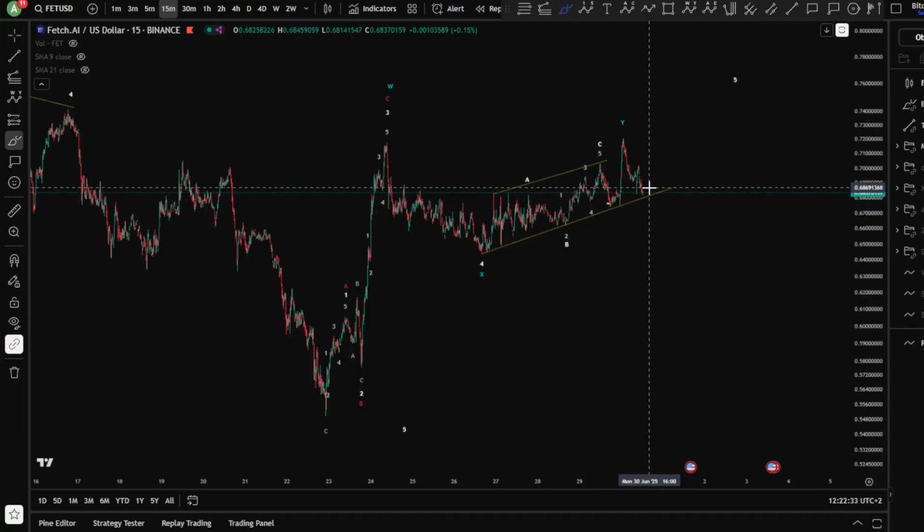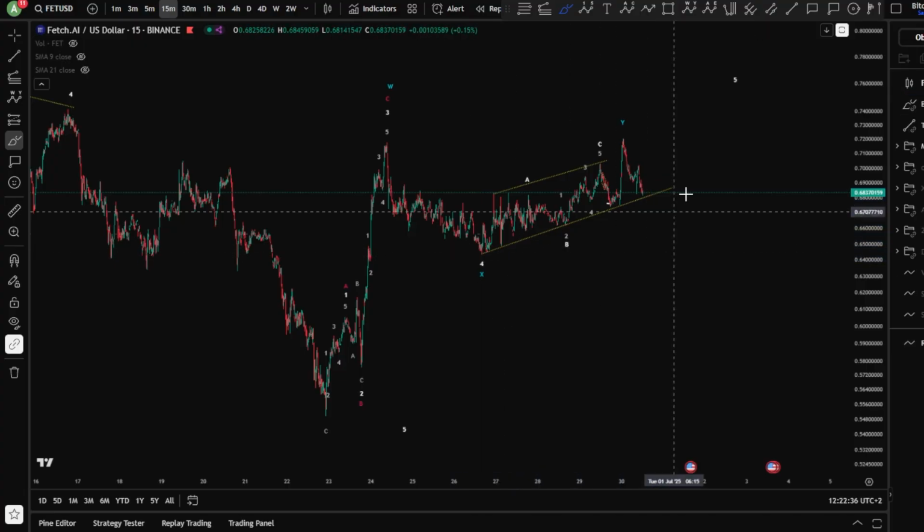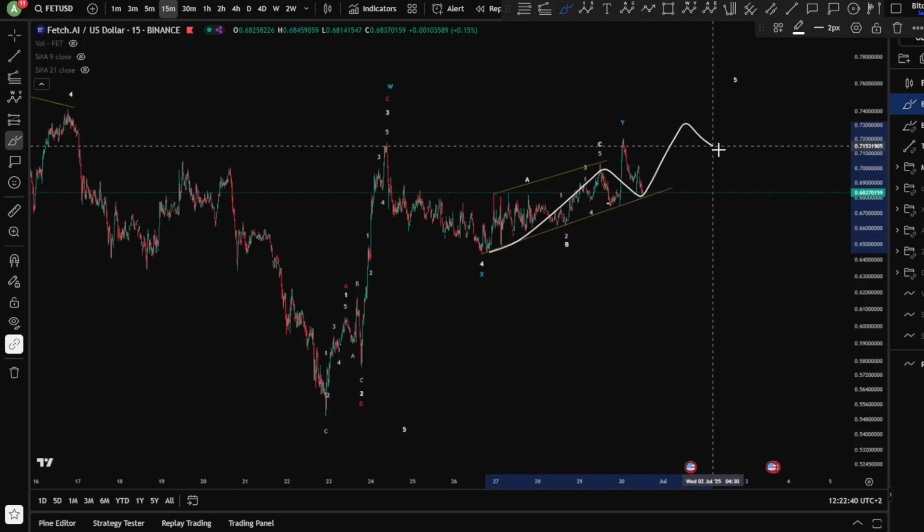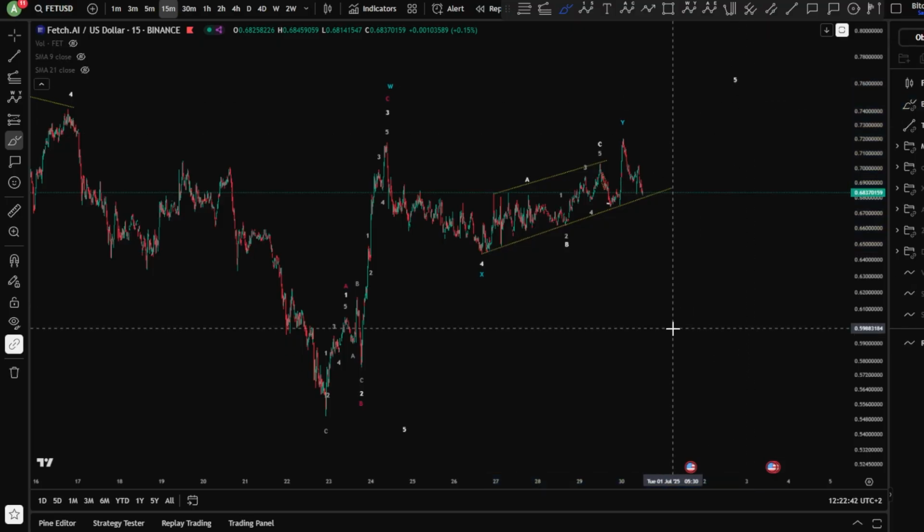Watch this trend line. Once broken, we move to take the low. If we are still above it, I see a potential 1, 2, 3, 4, 5 diagonal for a wave 5 that can still be unfolding.